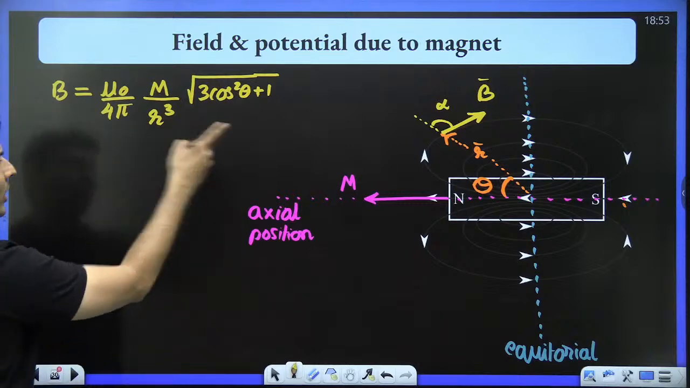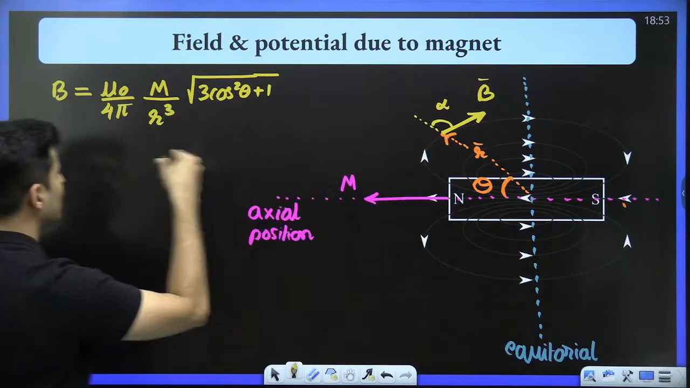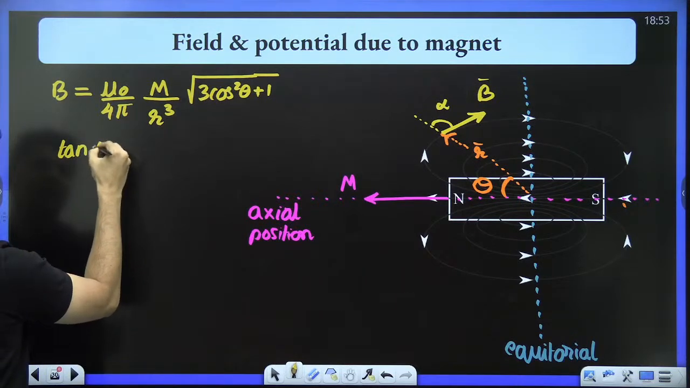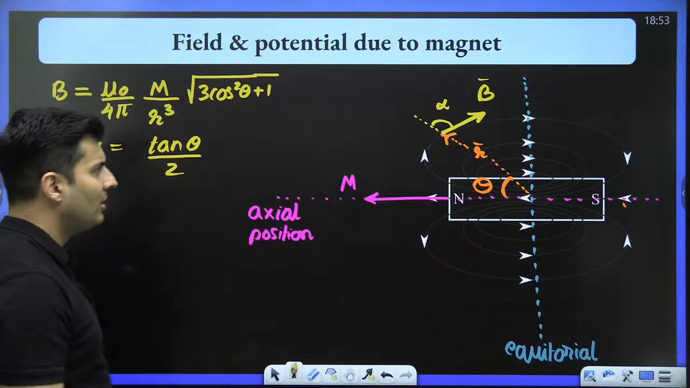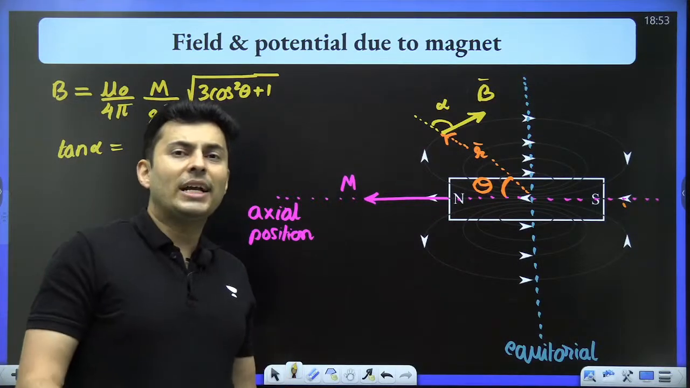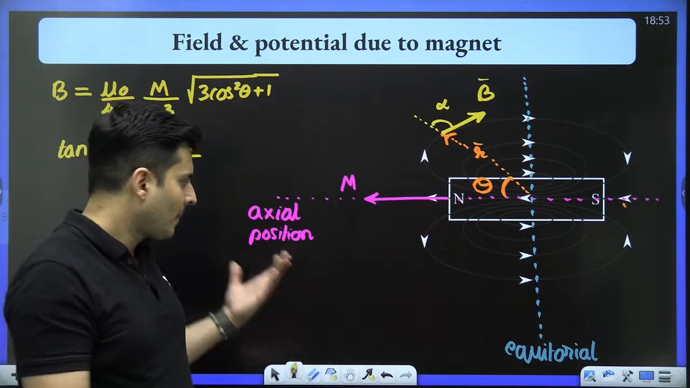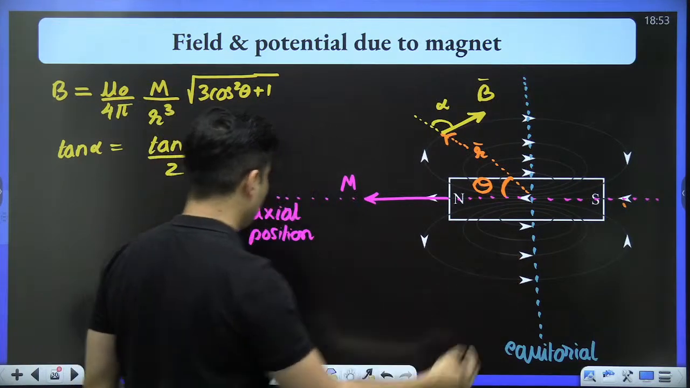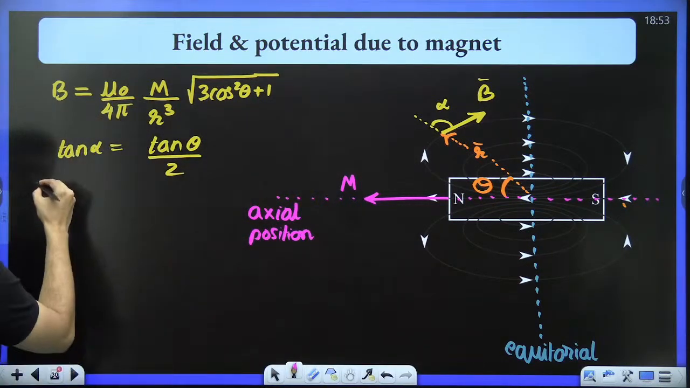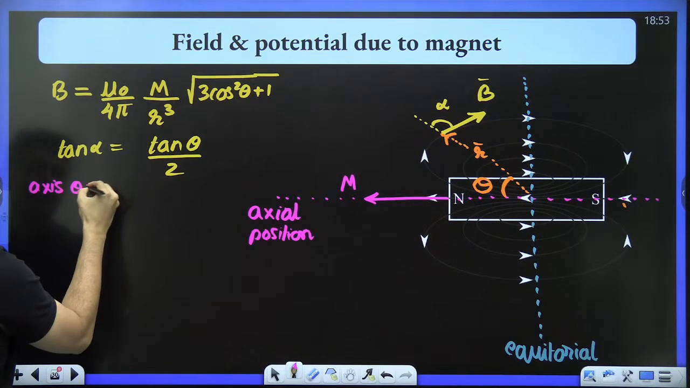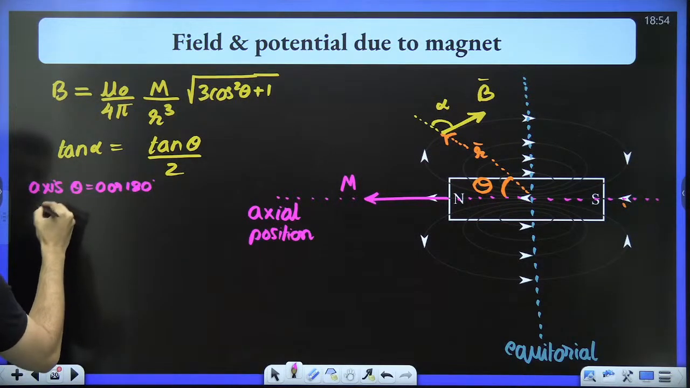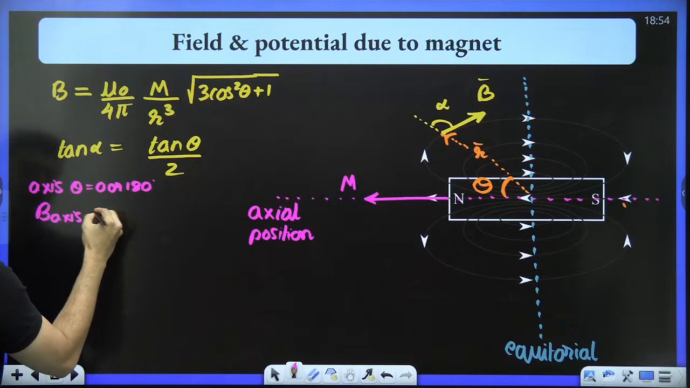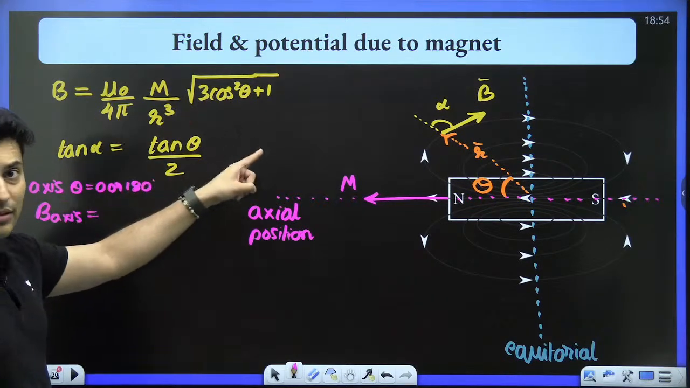The next thing is, what is the angle made by the field with the position vector? The formula for that is tan alpha equals tan theta divided by 2. You can see what will happen for special cases, say, at axial position. At the axis, theta is basically 0 or 180 degrees. So the magnetic field on the axis, you can try it out.